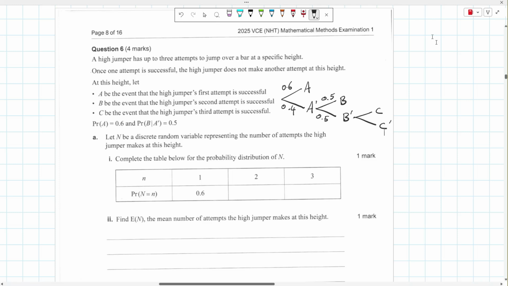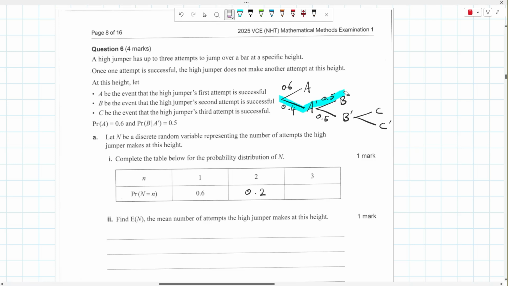So the probability that n is equal to 2, meaning the number of attempts the jumper makes is 2. The only way that could happen is if we go down this branch right here. Right, so 0.4 times 0.5. And if you do that, that'll be 0.2.